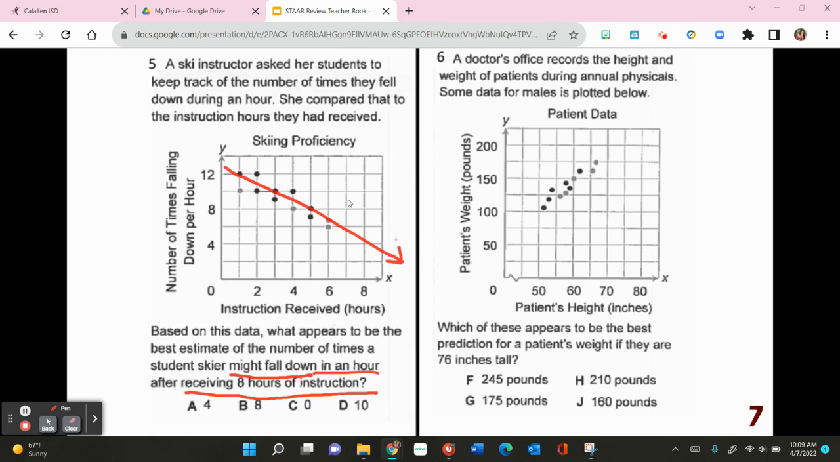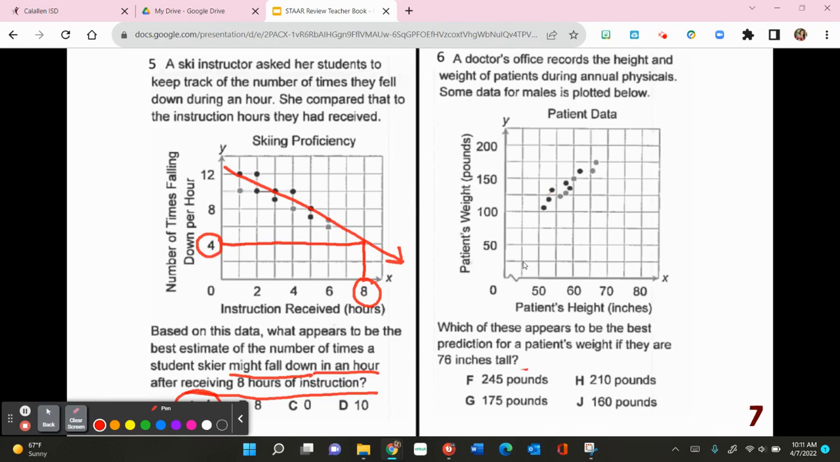Again, your trend line should go through the middle of your points. I see that my trend line is not too high and it's not too low. It goes right through the middle of them. So I'm going to go to 8 hours and I'm going to go up to hit my trend line. When I hit my trend line, I'm going to go to the left and look at my y-axis. And I see here that I can expect someone with 8 hours of instruction to fall about 4 times. So A is my answer.